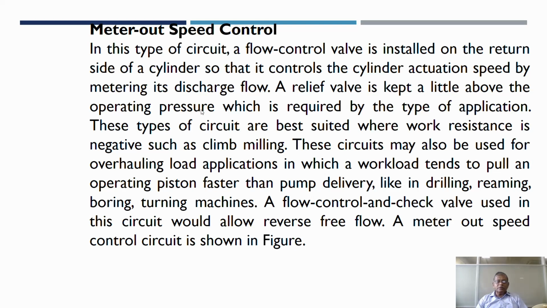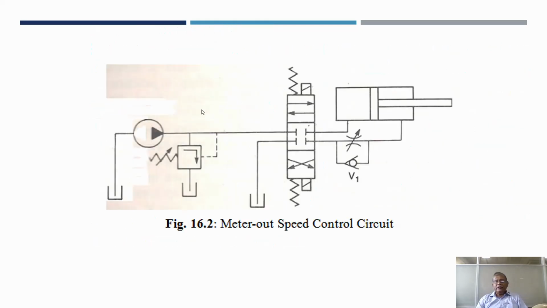A meter-out speed control circuit is shown in the figure. Earlier the flow control valve was here, now this flow control valve is fitted here. So at the outlet the flow is controlled, while at the inlet the oil can flow freely through the check valve. So that is the difference between meter-in and meter-out.